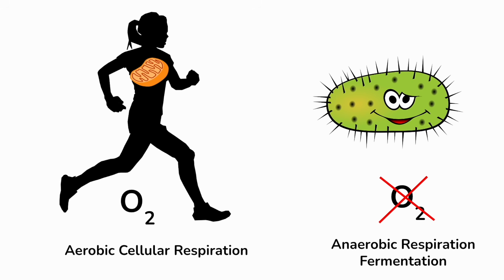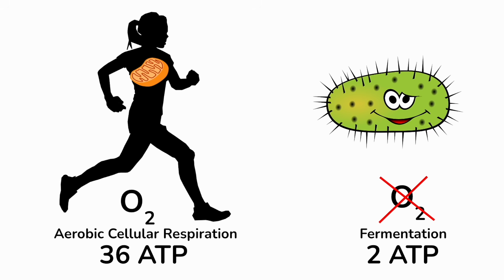Another type of respiration is fermentation. This is often called anaerobic respiration. It's a type of anaerobic respiration, but that means it occurs without oxygen. So bacteria and some yeast perform this process, and fermentation is not as efficient as cellular respiration. Cellular respiration produces 36 molecules of ATP, where fermentation only produces 2 molecules of ATP.